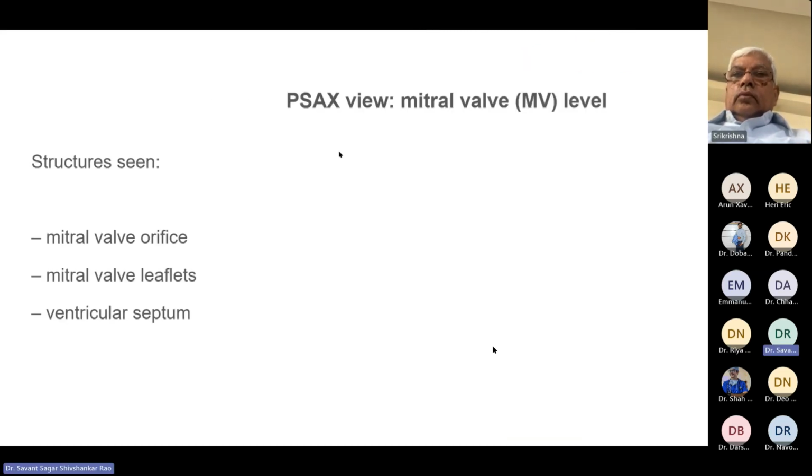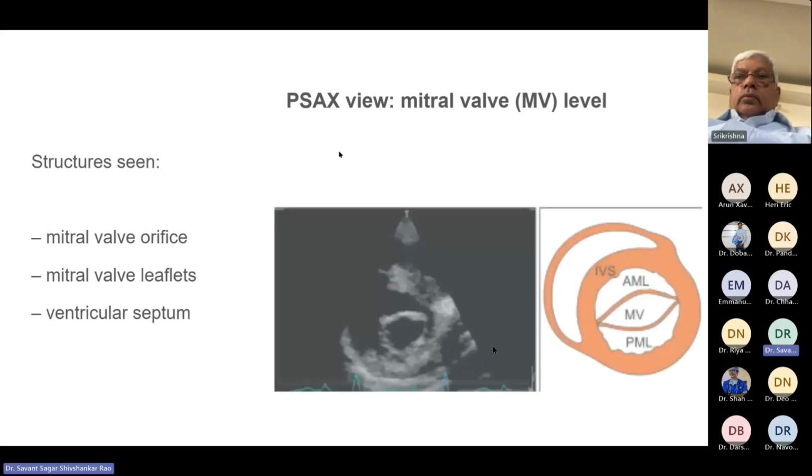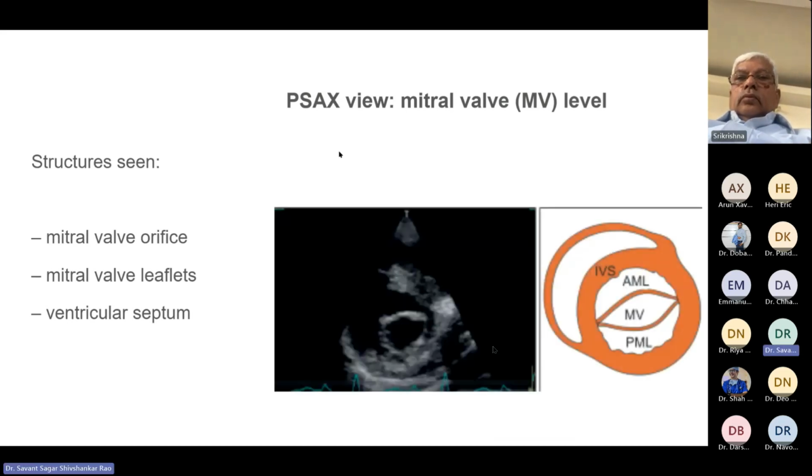Parasternal short axis view at the mitral valve level. In this, we can see the mitral valve orifice, mitral valve leaflets, and ventricular septum. In future, we can assess the mitral valve orifice area by using planimetry. We can assess the opening area of the mitral valve, and by that, we can grade the severity of mitral stenosis.